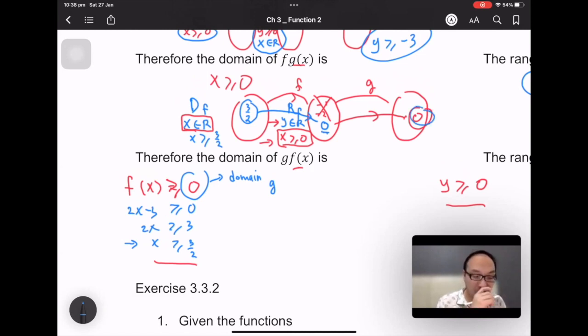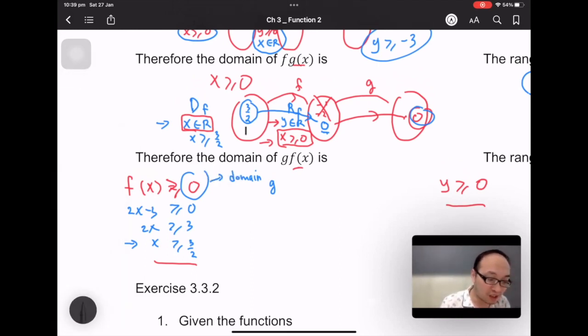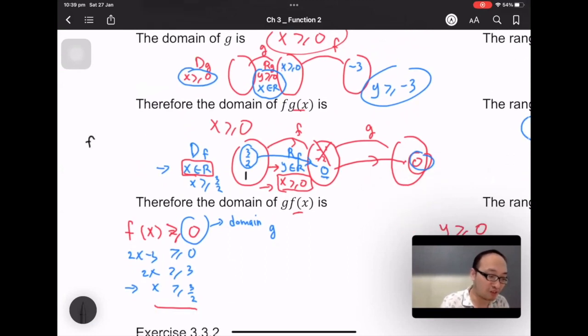If we don't put 3 over 2, we put 1, for example, because we say that our X element is any real number. If I put 1 to F, we know that Fx is x minus 3. So F1 will be equal to 2 minus 3, equal to negative 1. So the result here will be negative 1. So 1 becomes negative 1.